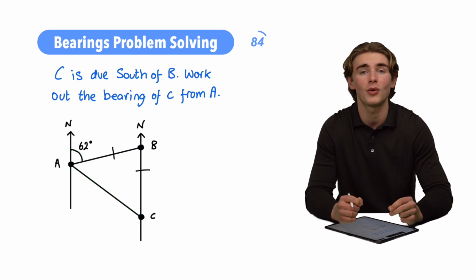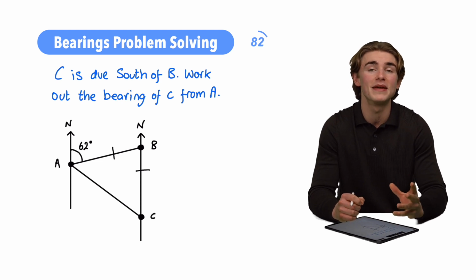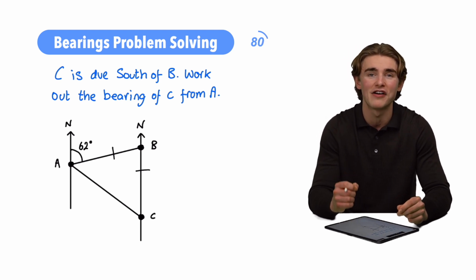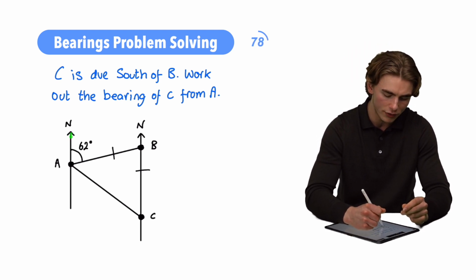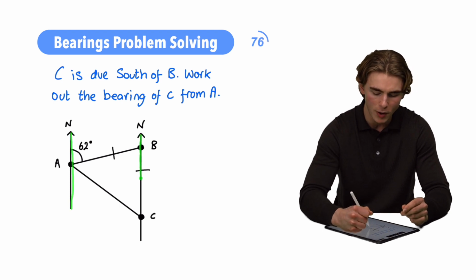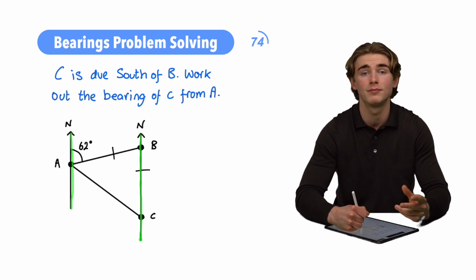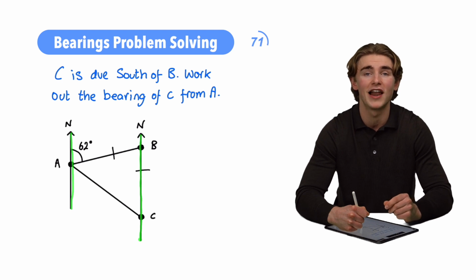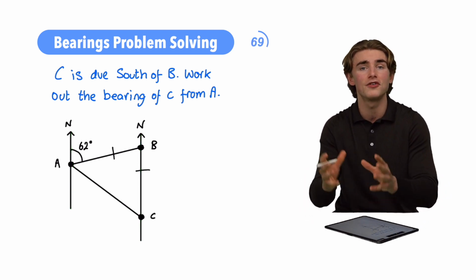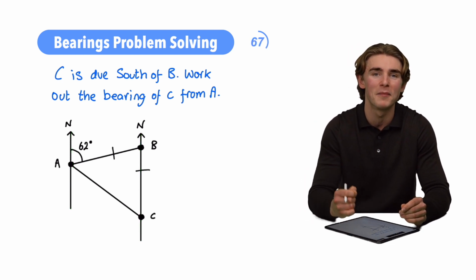The key thing with these questions, guys, that trick I just mentioned, is that they very often involve parallel lines. We can see that we have two north lines here, which means that these lines both go vertically upwards, and because of that fact, they're both going to be parallel. So we can think of our alternate, co-interior, and corresponding angles and how they might be able to help us.